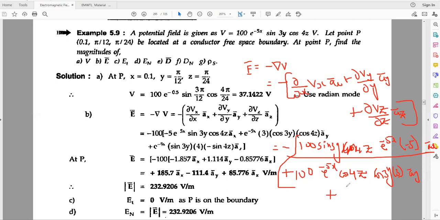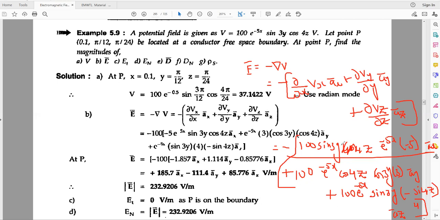Now the Az bar coefficient is 100 into e power minus 5x, sine 3y, and cos 4z. The derivative of cos is minus sine, so minus sine 4z into 4. This totally is multiplied with a minus. This is the Az bar coefficient.